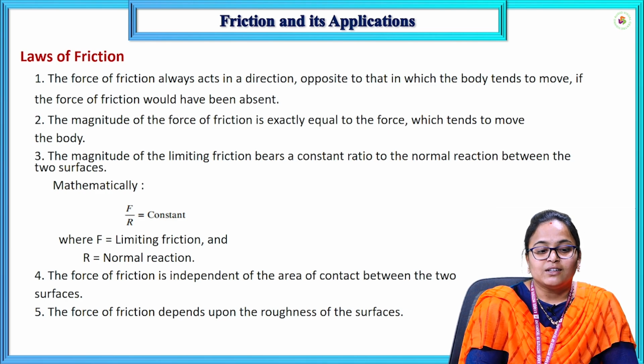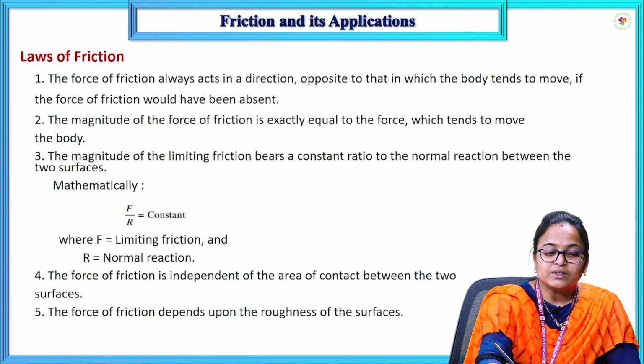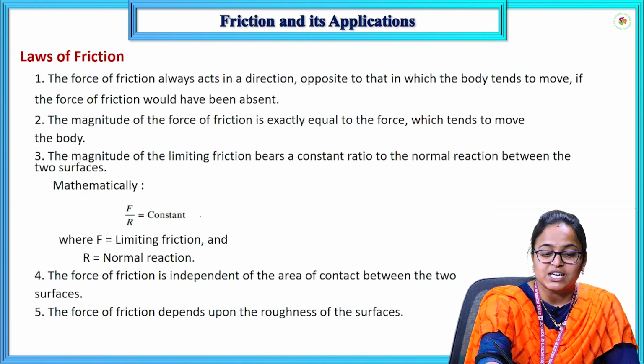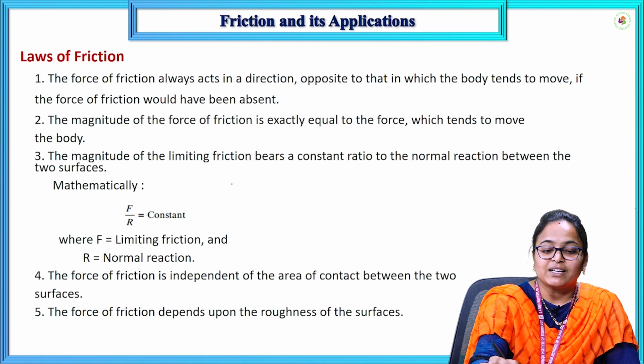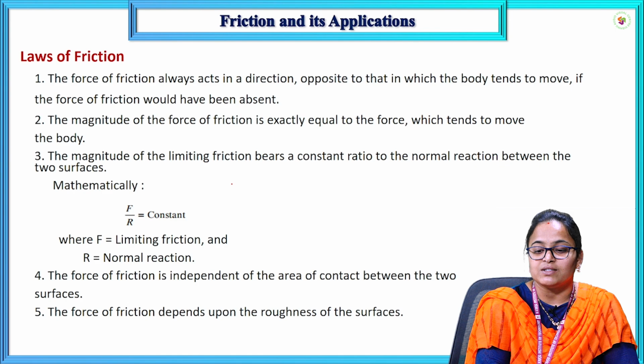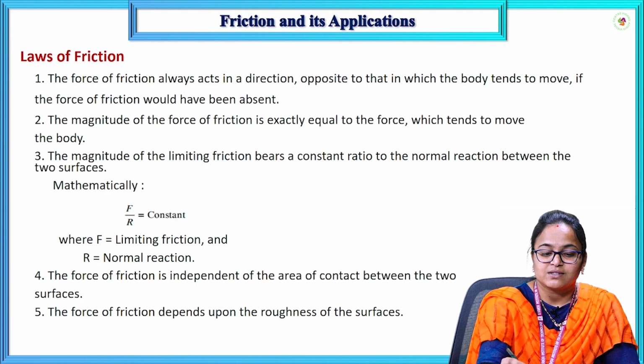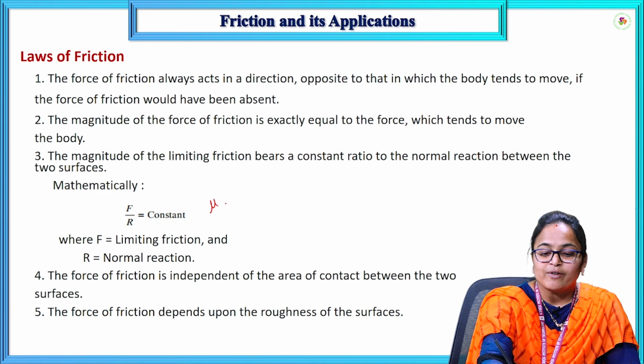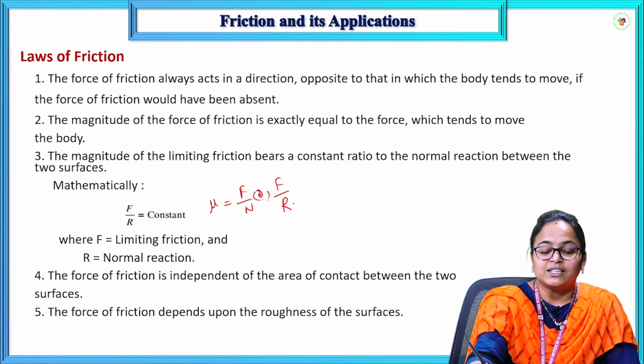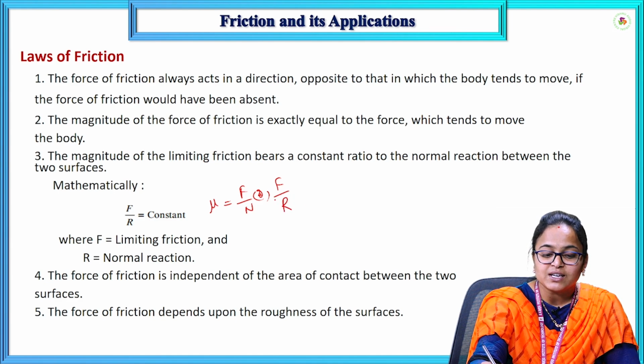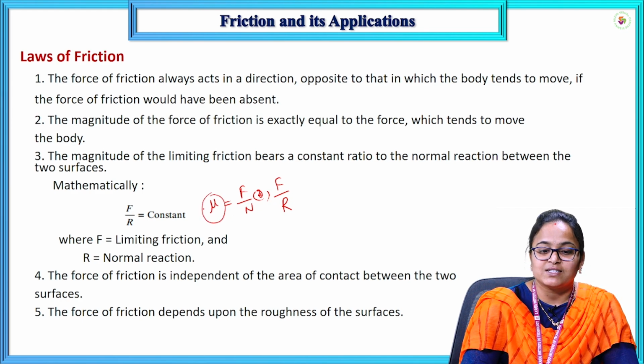Next, coming to the third law of friction. So this is similar to the coefficient of friction. That means the magnitude of limiting friction bears a constant ratio to the normal reaction between the two surfaces. So we already know that coefficient of friction μ is equal to F by N, or F by R. So F by R, that is the ratio, is equal to a constant. Here the coefficient of friction is the constant.